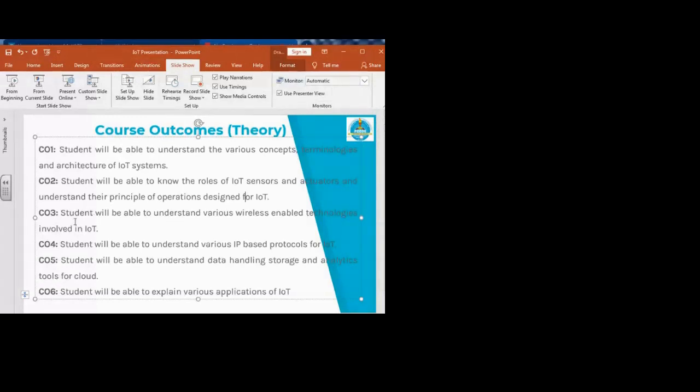The third CO statement is that the student will be able to understand various wireless enabled technologies involved in IoT. We have lots of wireless enabled technologies around us, such as NFC, WiMAX, LoRa. These are the latest technologies available to you, and you need to learn these wireless enabled technologies, their working principles, how they work in detail, and how we can incorporate these technologies into your application, isn't it? That is your third CO statement.